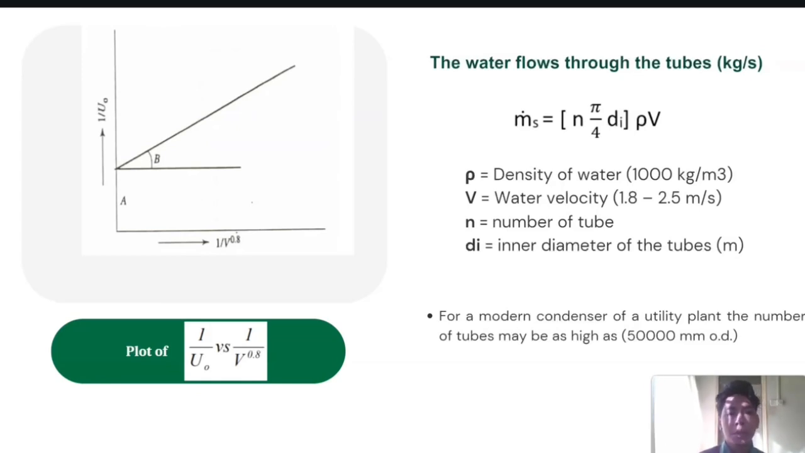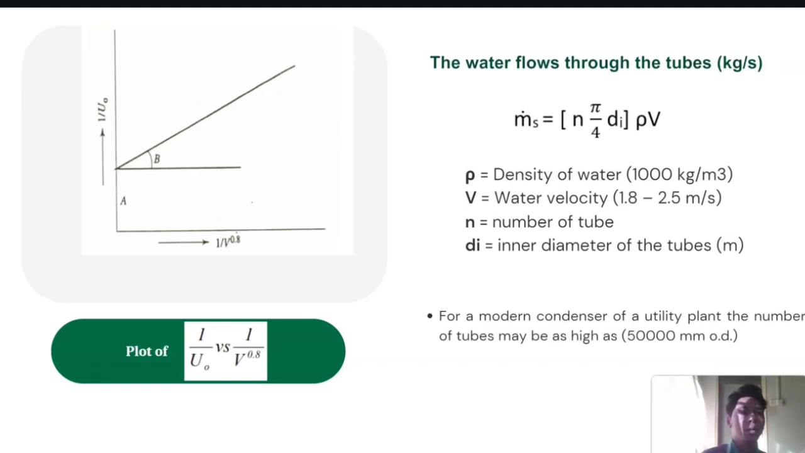So, I'm going to explain the formula of the water flow through the tube, which is measured in kilojoules per second. As you can see, the formula is mass flow rate equals N, where N is the number of tubes, times pi over 4, times the inner diameter of the tube squared, times the density and the velocity. Okay, we break down this formula.